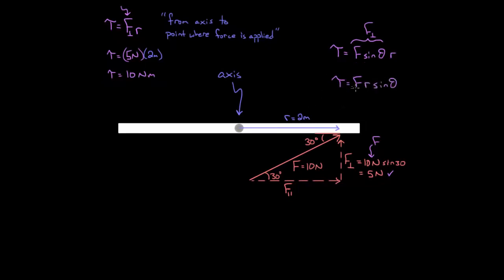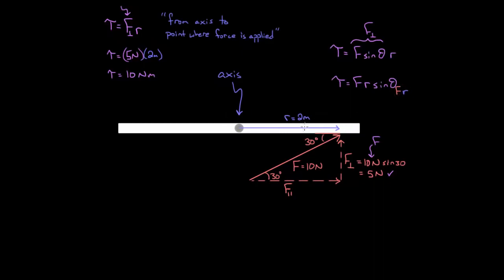So if we do F times r times sine theta, now we can just plug in the entire 10 newtons for the force, the entire 2 meters for the r, and this theta would be the angle between the force and the r vector. But that's crucial. If you're going to use this formula instead of the other formula, you've got to remember that this angle here is always the angle between the force vector and the r vector, which is the vector from the axis to the point where the force is applied, which in this case was 30 degrees.